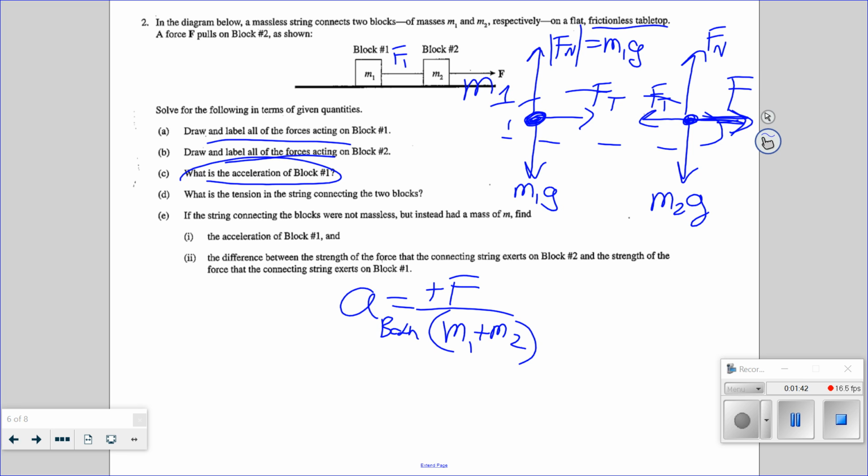If they're connected by a string that can't stretch, that can't flex, it's not a spring, then it's basically one mass that you're applying force to. So you can just add them together. Now, what's the tension in the spring? Tension in the string, not spring.